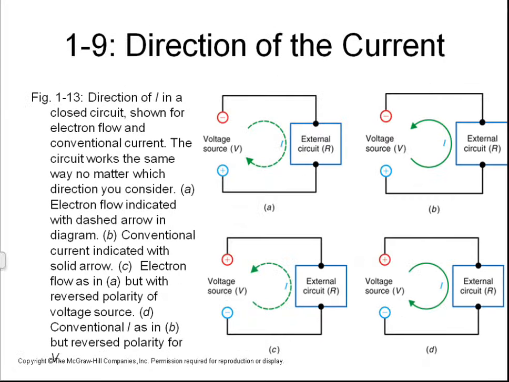Now, it doesn't matter how the drawing is drawn, whether the negative terminal is here or the negative terminal is down here. Electron flow goes from negative to positive. Conventional flow, positive to negative. Once again, doesn't matter how it's drawn, positive to negative. And that's conventional flow.